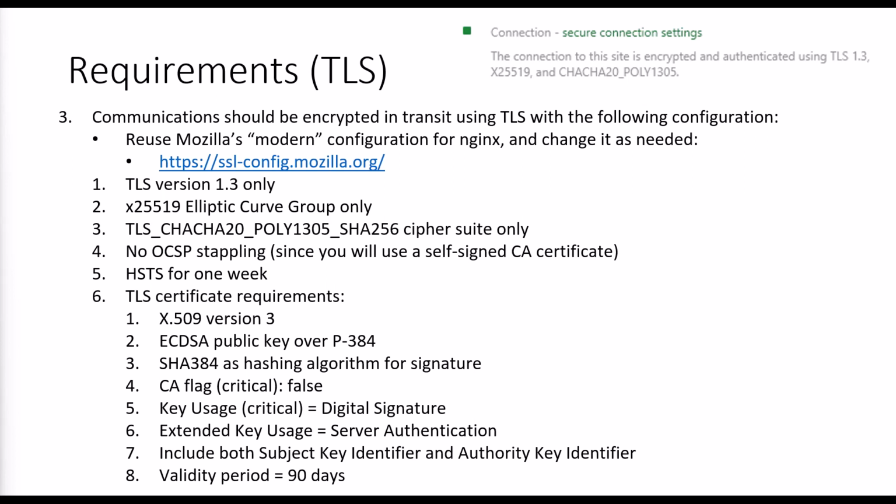We do have a number of requirements on the TLS certificate. The TLS certificate should be an X509 version 3 certificate. It should include an ECDSA public key over the P384 curve. It should use the SHA-384 hashing algorithm as part of the signature. As a leaf certificate, it should obviously have the CA flag as false. The CA flag should be marked as critical. The key usage, another critical extension, should include digital signature only. The extended key usage should mention that the key is usable for server authentication only. The certificate should include both the subject key identifier, SKI, and the authority key identifier, AKI. The certificate should be valid for a period of only 90 days.